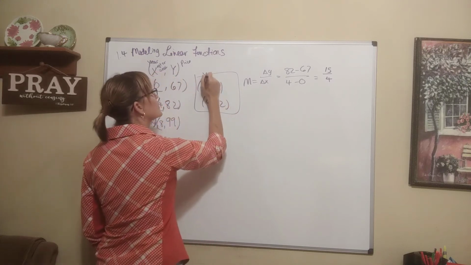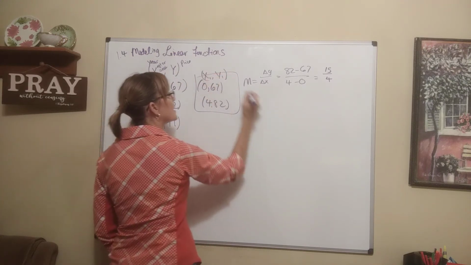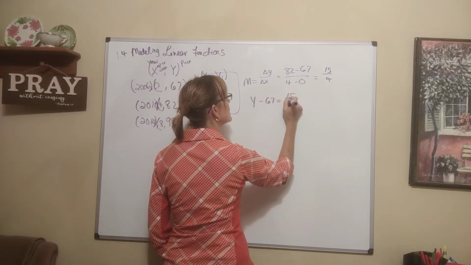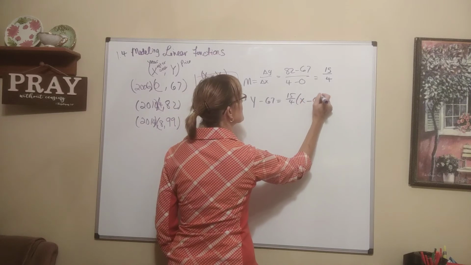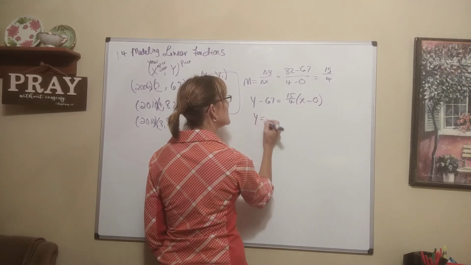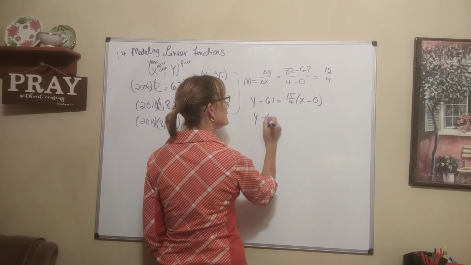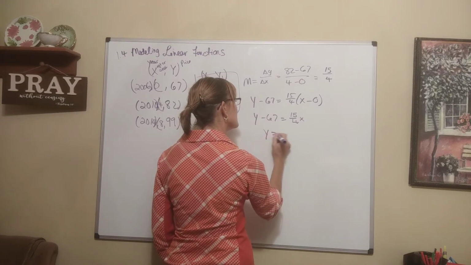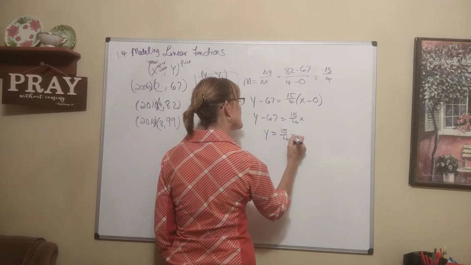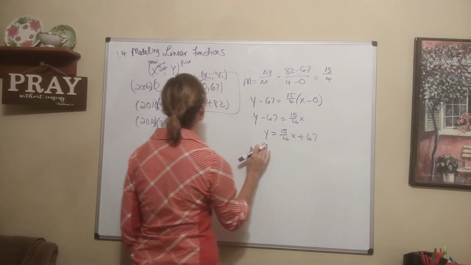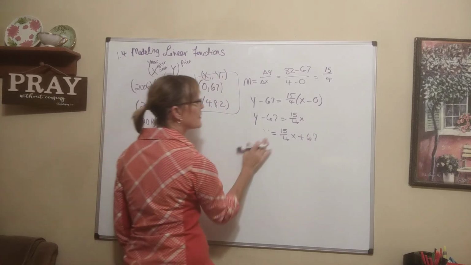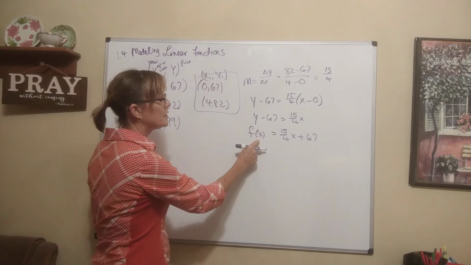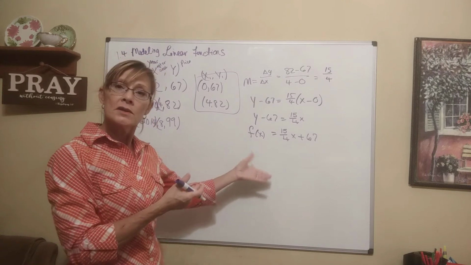And then I need to pick a point. I'll choose this one because it's got a 0 in it to be my x1, y1. So y minus y1 is equal to m times x minus x1. So we'll solve this equation. Y minus 67 is equal to 15 over 4 times x. Y is equal to 15 over 4 times x plus 67. What does y represent? Y is the price. And if I want to call this f of x, that's fine. The price is driven by what year we're in. Now this is our model. This is our linear model.